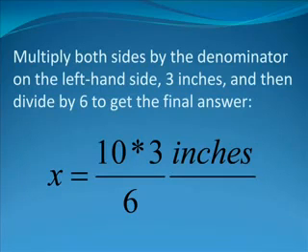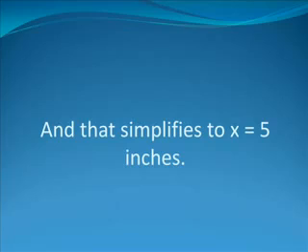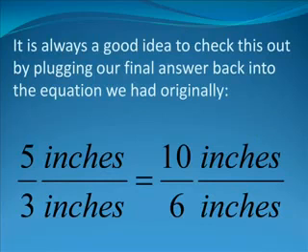Multiply both sides by the denominator, that is the bottom part of the fraction or ratio on the left-hand side, 3 inches, and then divide by 6 to get the final answer. X is equal to 10 times 3 inches divided by 6. And that simplifies to x equals 5 inches.